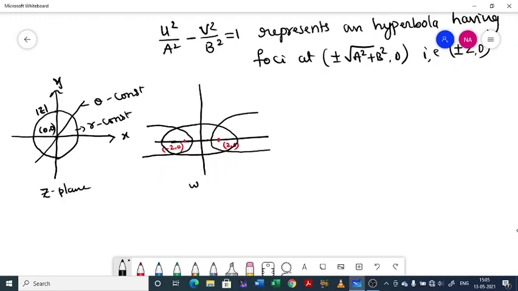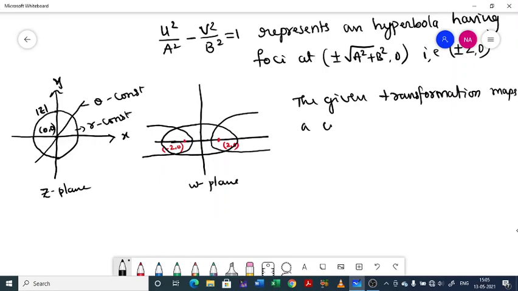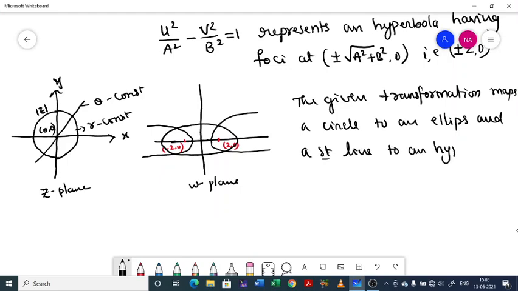So these are the maps that are images of the different shapes in z plane under the given transformation. This is z plane and this is the w plane. So finally the conclusion is that the given transformation maps a circle to an ellipse, and a straight line to a hyperbola. So this is the conclusion.